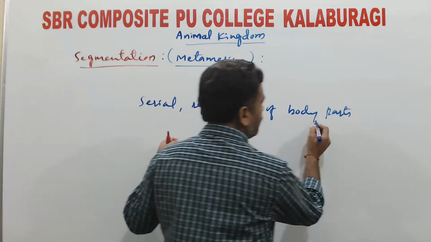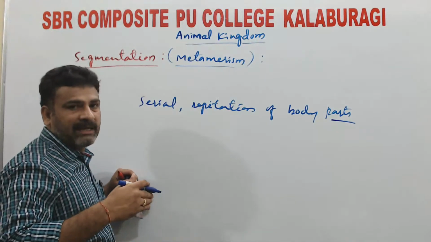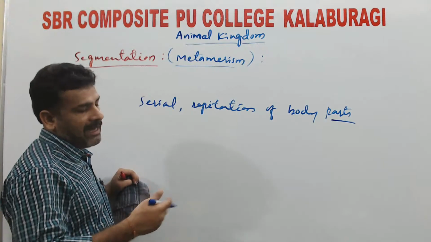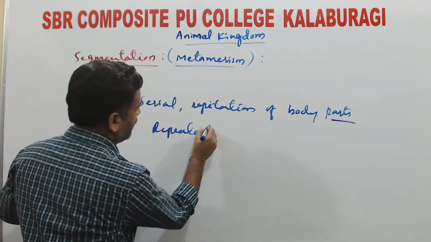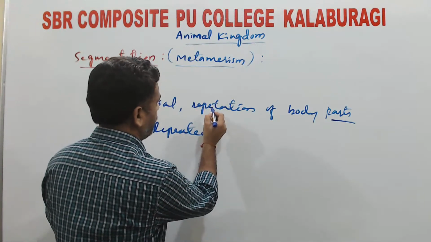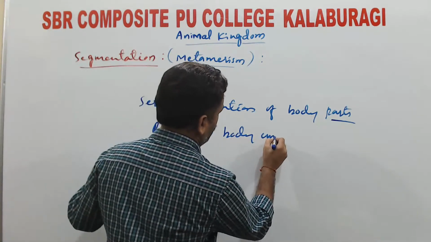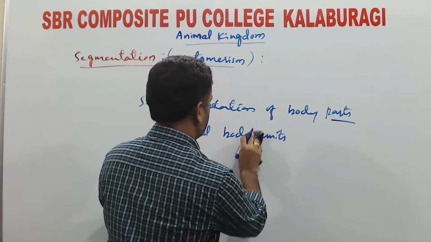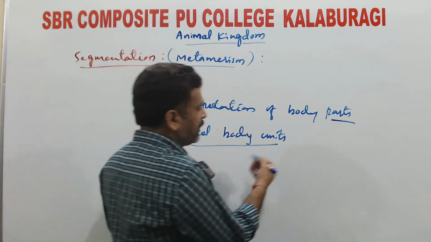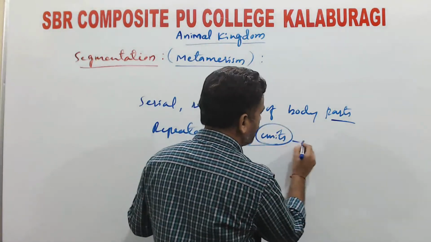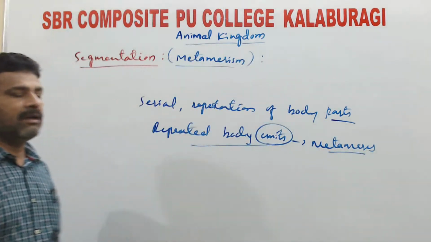The body parts are repeated consistently, serially, where they possess the repeated body units, or the body parts, or simply we can say the repeated body units. The repeated body units are called segmentation. So whatever the repeated units are there, these repeated body units are referred to as metameres.